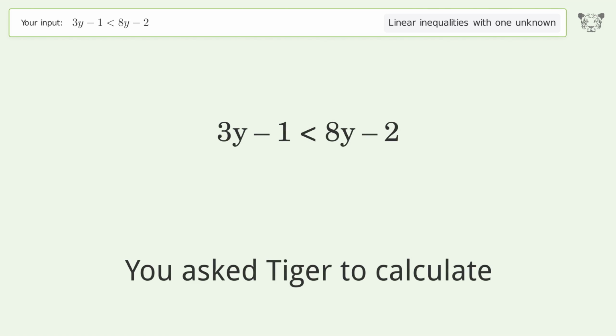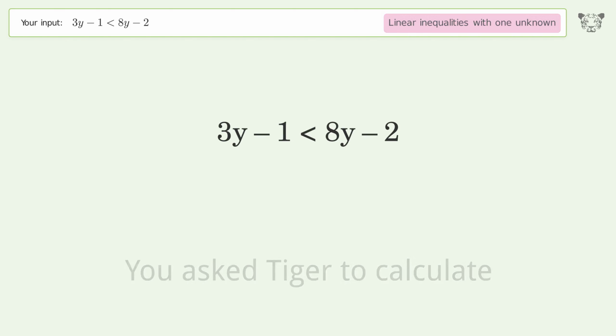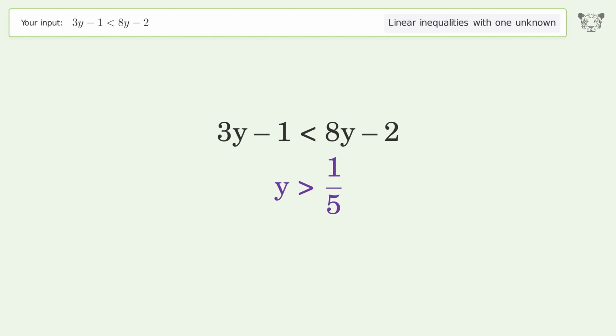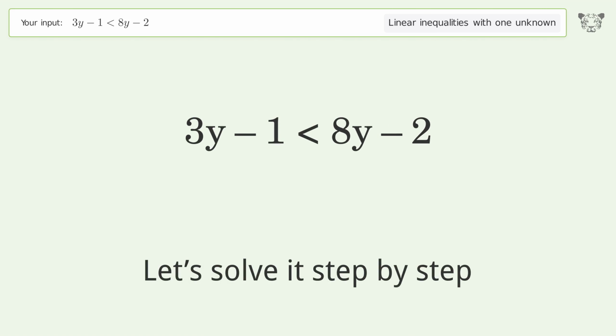You ask Tiger to calculate. This deals with linear inequalities with one unknown. The final result is y greater than 1 over 5. Let's solve it step by step.